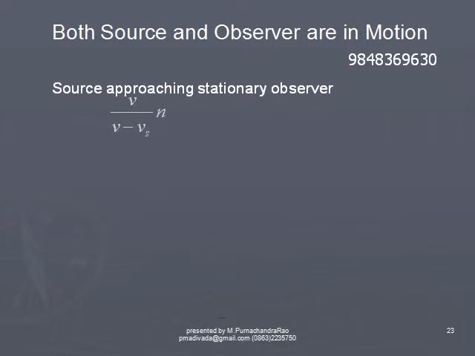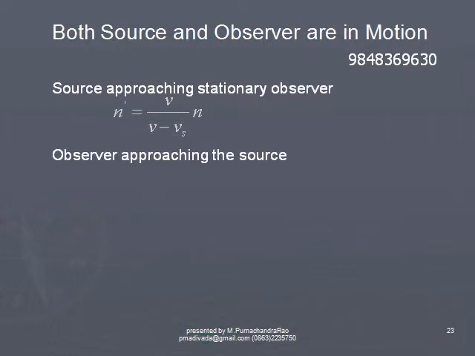If the source is approaching the observer at rest, then the apparent frequency of sound noticed by the observer is n prime, given by n prime is equal to v by v minus vs into n. In case of source approaching a stationary observer, the apparent frequency n prime is v by v minus vs into n.